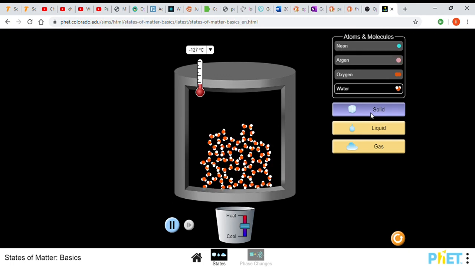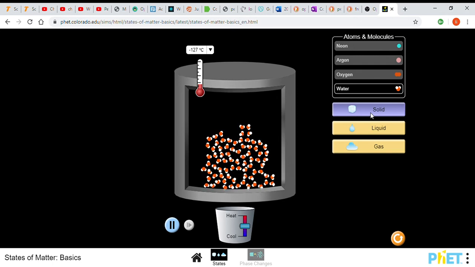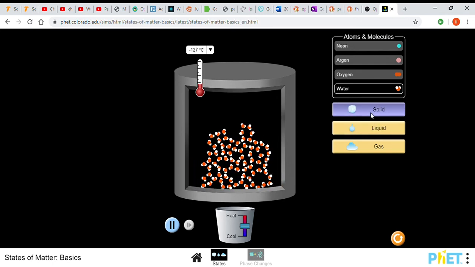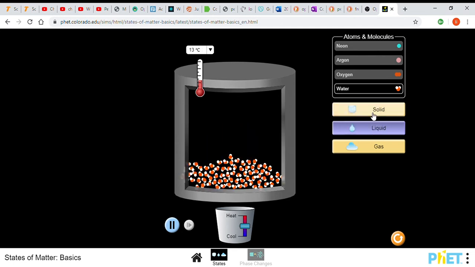So water is a unique material. The solid is less dense than the liquid. The solid ice cubes float in your glass of water.